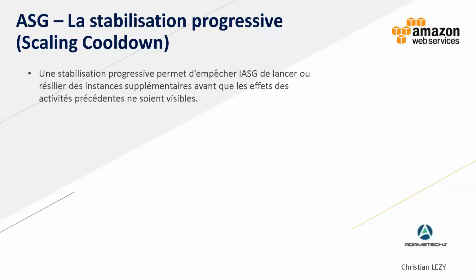This prevents the ASG from launching or terminating additional instances before the effects of the previous scaling are visible. During new scalings, there is a 300-second period during which our ASG will let the machine start, and only at the end of this countdown will it consider new requests.